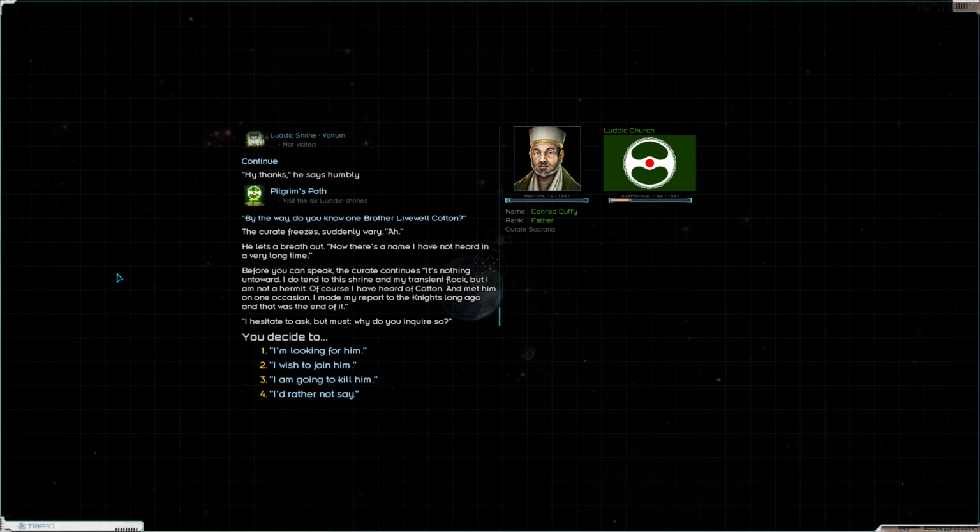Let's ask about cotton. Why not? "You know about cotton?" The curate freezes, suddenly wary. He lets breath out. "Now there is a name I have not heard in a very long time." Before he can speak, the curate continues, "It's nothing untoward. I do tend to the shrine and my transient flock, but I am not a hermit. Of course I've heard of cotton, and met him on one occasion. I made my report to the Knights long ago, and that was the end of it."